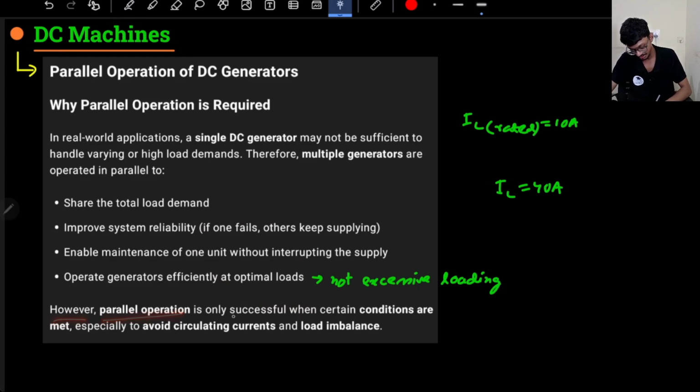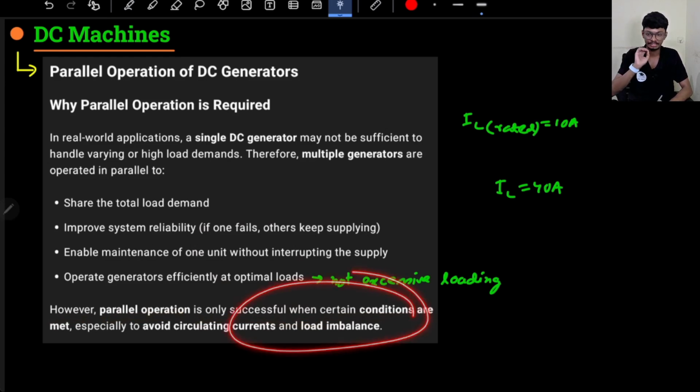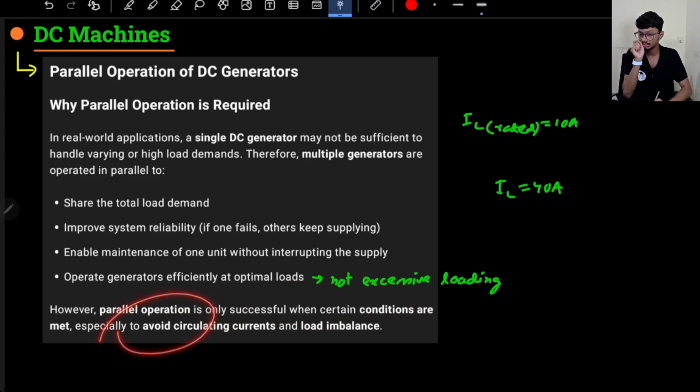However, parallel operation is only successful when certain conditions are met. Same as in the case of transformers, as we discussed. The same will be happening here as well. Parallel operation will only be successful when certain conditions are met, especially regarding the problem of circulating currents and load imbalance. So we will discuss these two cases.